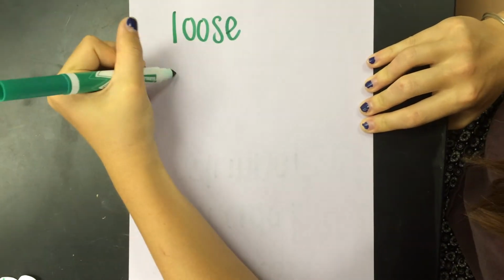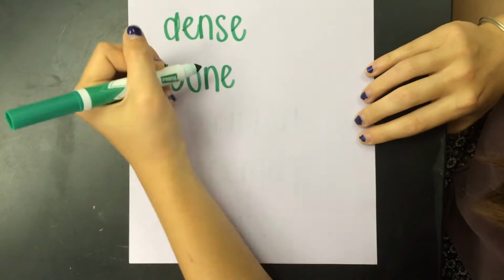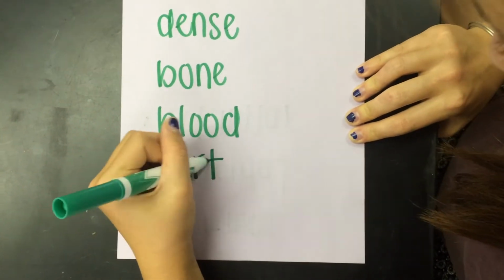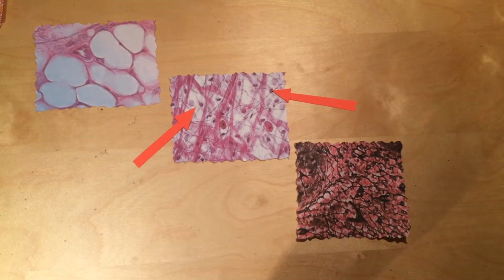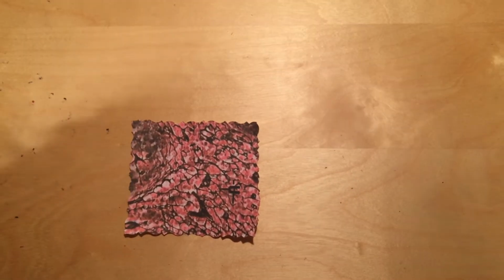The 5 types of connective tissue are loose, dense, bone, blood, and cartilage. Loose connective tissue includes areolar, adipose, and reticular. There are 3 types of fibers found in connective tissue.